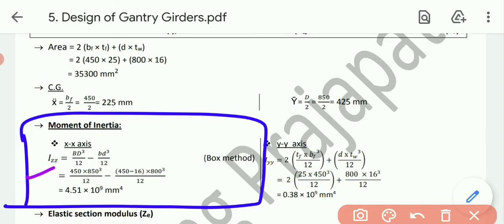BD cube by 12 minus small bd cube by 12, 450 into 850 cube by 12 minus 450 minus 16 into 800 cube by 12. So ultimately I will get the answer 4.51 into 10 to the power 9 mm to the power 4. That's with respect to X.